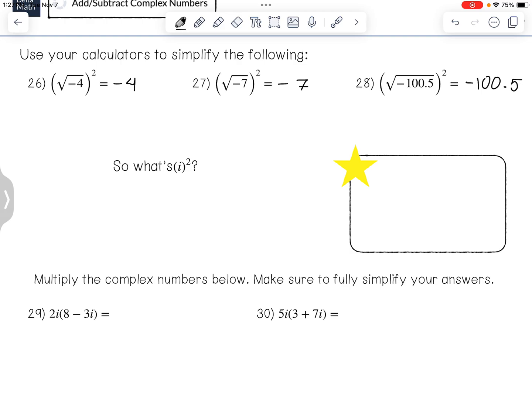So basically what this shows us is that the square power and the square root are opposites, they just cancel each other out. So square roots and square powers cancel each other out.